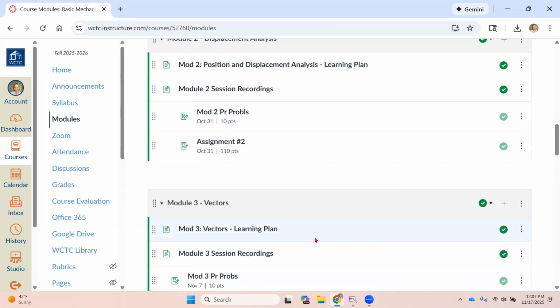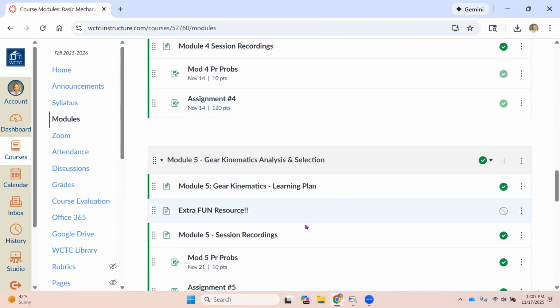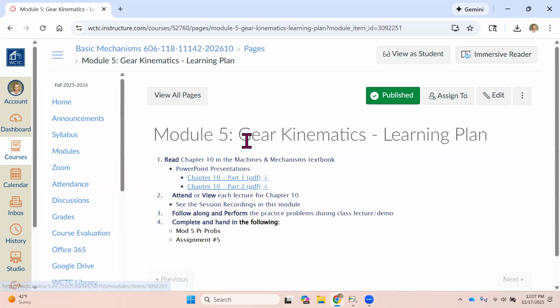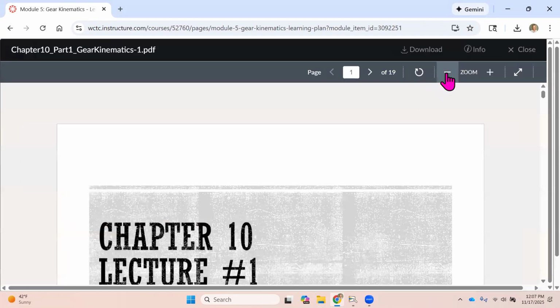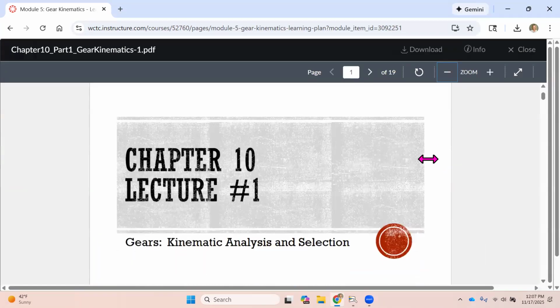So what I am going to do is go over to our learning plan, and we are going to start by looking at the PowerPoint presentation. And we are going to be opening up our books to page 260. This is the beginning of chapter 10, and we'll be focusing on this chapter for the balance of the module.